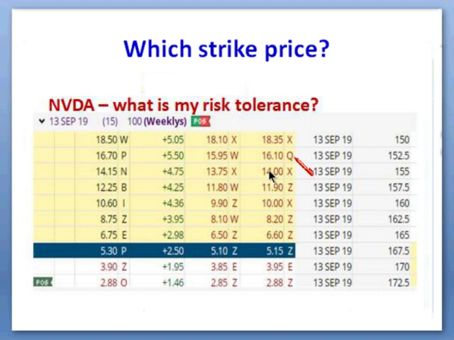What strike price? This is always the question of which strike price is the best. Well, that becomes a calculation of two factors. One, how aggressive are you as far as your own risk tolerance? And two, which ones make the most sense math-wise for the price move that we can calculate?